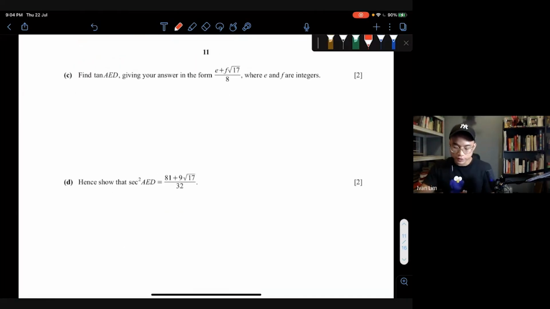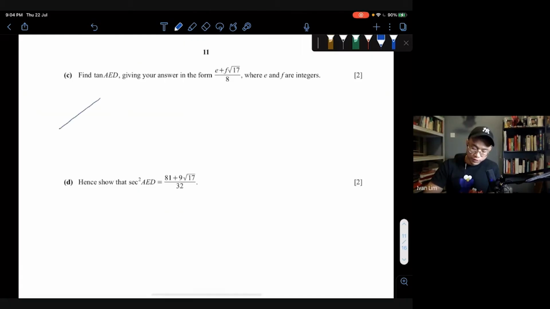Find tangent AED, giving your answer in the form E plus F root 17 over 8, where E and F are integers. So what do we need to do here? AED is just TOA, right? Use your SOHCAHTOA. We have A, E, D from the diagram. This is 6, this is root 17 plus 1, and then root 17 minus 1. AED here is my theta.